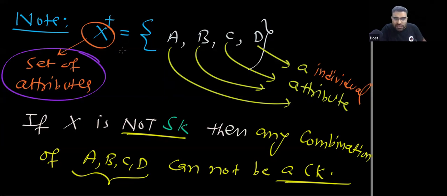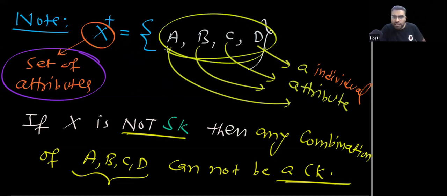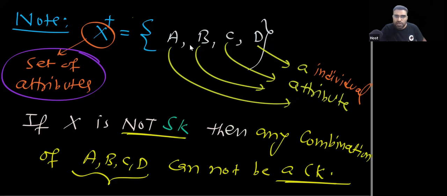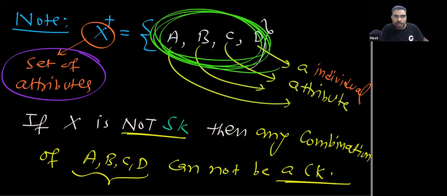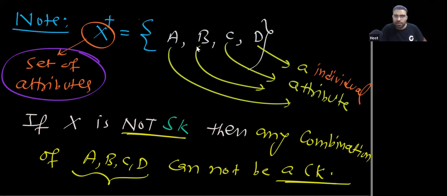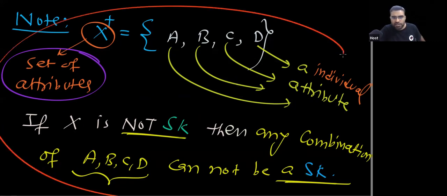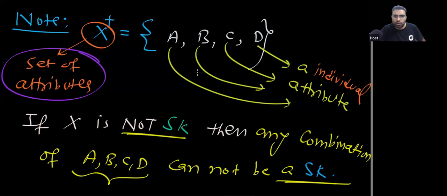So tell me, if X cannot determine everyone, then these people also cannot determine everyone. Because if these people can determine everyone, then X can determine everyone. Yes or no? Is this clear? So if you know that X is not a super key, then any combination of these people cannot be a super key. Anyway, this is just a small logic to save your time.